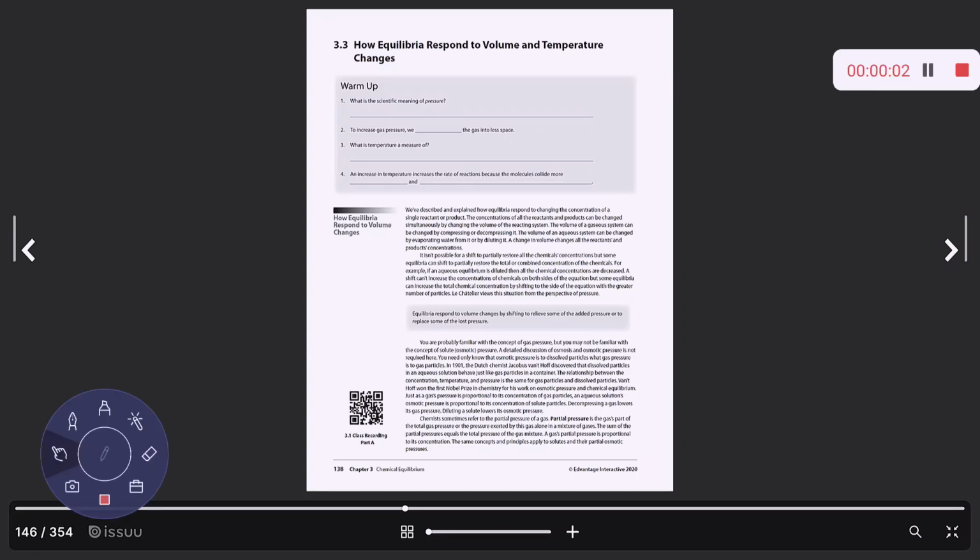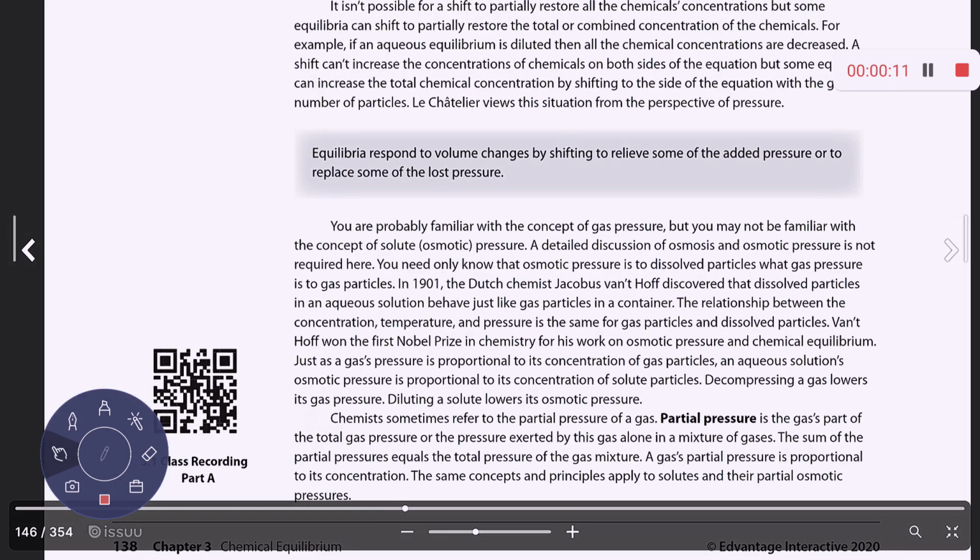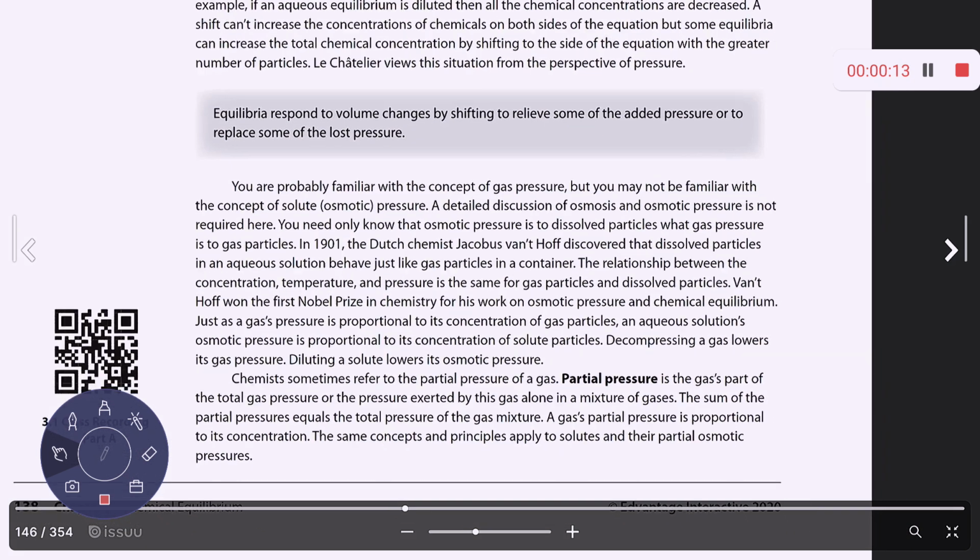We're going to talk about Le Chatelier's principle as it relates to volume and temperature changes today, okay? So what I'm going to do is talk about volume and pressure first.